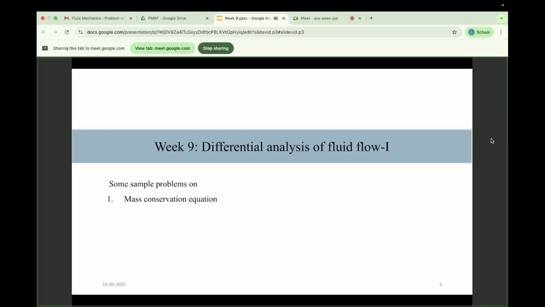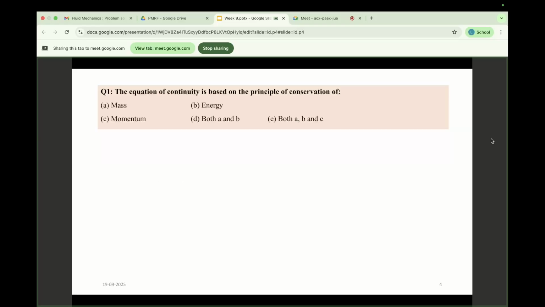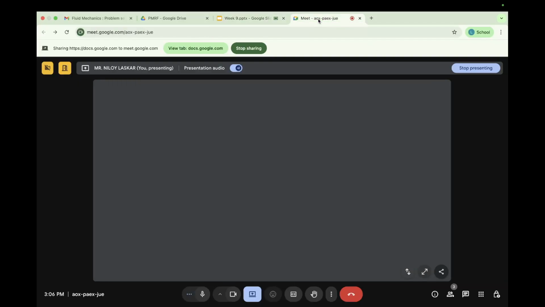Coming to my first question today. The first question is: the equation of continuity is based on the principle of what? These are the five options. I am giving you 1 minute to think and answer. Please try to answer.